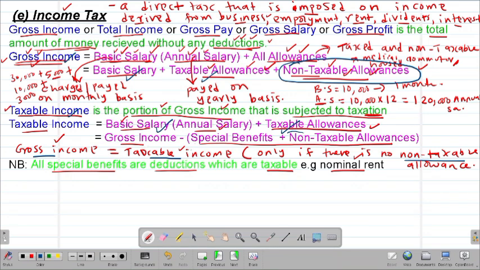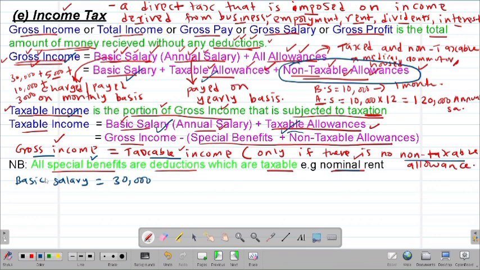Now, there's something we're calling the special benefits. We've given an example of nominal rent. Now, what do we mean by the word nominal rent? That is in layman's language. So let's say a certain employee is getting a basic salary of, let's say, 30,000 shillings. Then this particular employee is housed by the employer.